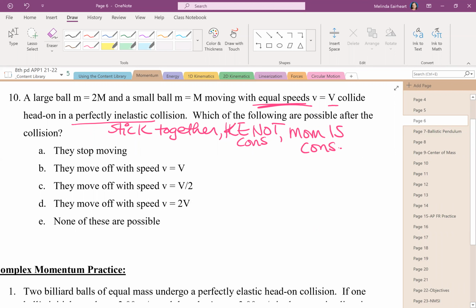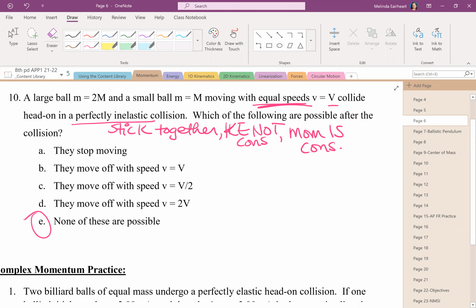And so we've got: do they stop moving? Is it V, so they don't change? Is it V over 2? Is it 2V? Or none of these? What do y'all think? A? B? None of these. Not because none of these is present so it must be that, but let's do the physics behind it. What would the velocity be after the collision?